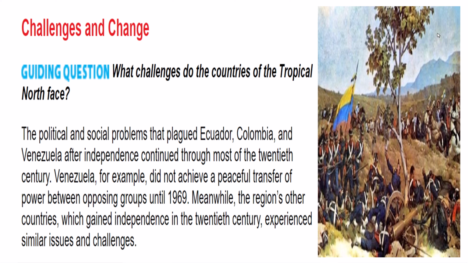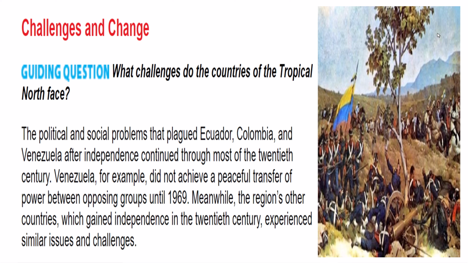Challenges and change. The political and social problems that plagued Ecuador, Colombia, and Venezuela after independence continued through most of the 20th century. Venezuela, for example, did not achieve a peaceful transfer of power between opposing groups until 1969. Meanwhile, the region's other countries, which gained independence in the 20th century, experienced similar issues and challenges.